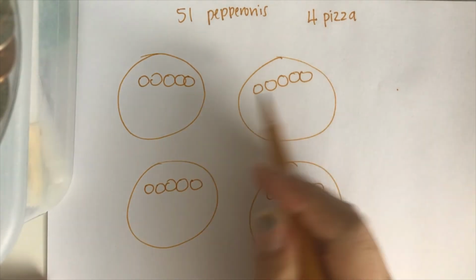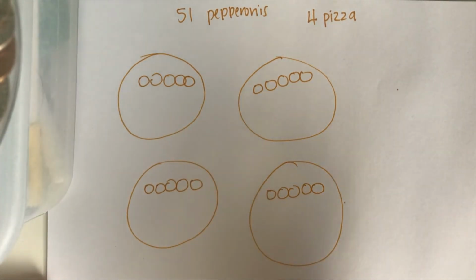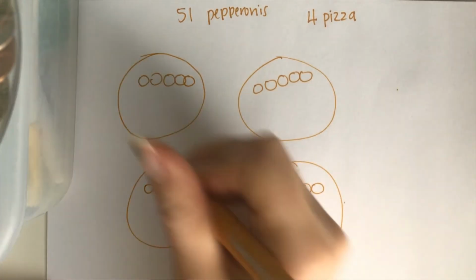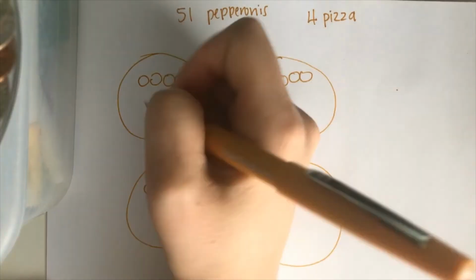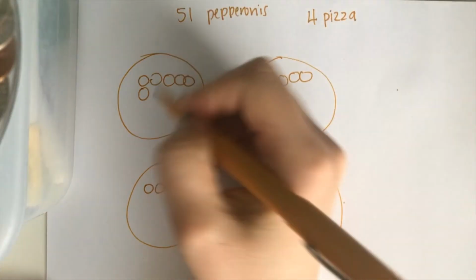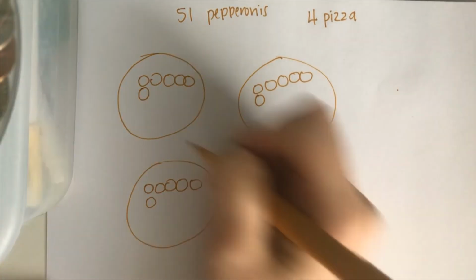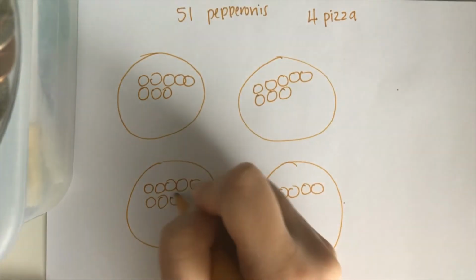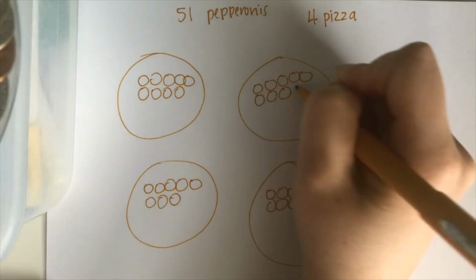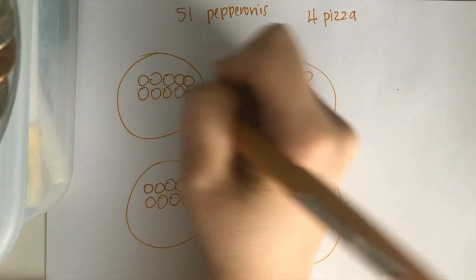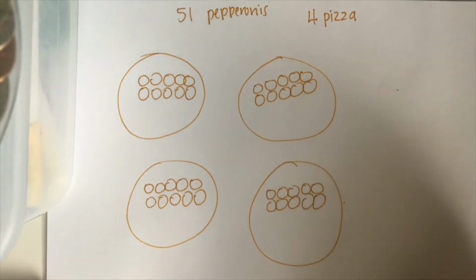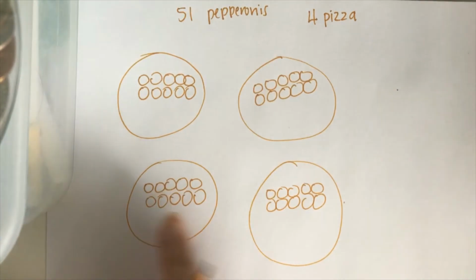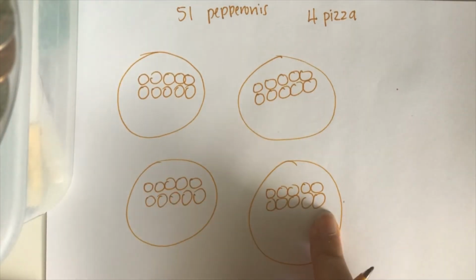So right now I put 5 pepperonis in each pizza, and that gave me 20. So I'm actually thinking that if I do 5 more in each, that might give me 40, which I'm going to do right now. So 20, 21, 22, 23, 24. So right now I put 10 in each circle, and now I'm up to 40 because it's 10, 10, 10, 10. So it's 10, 20, 30, 40.